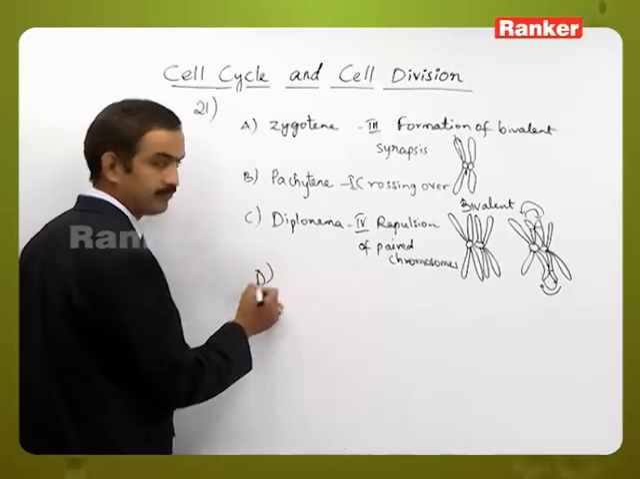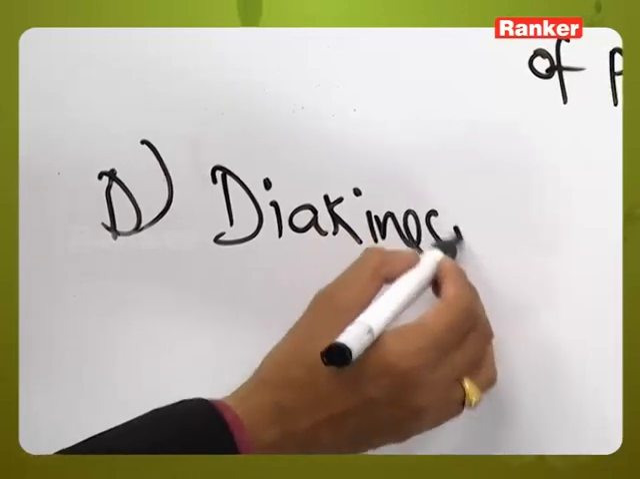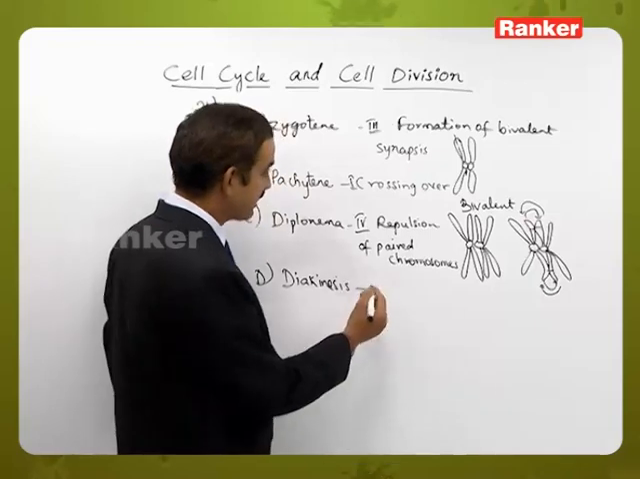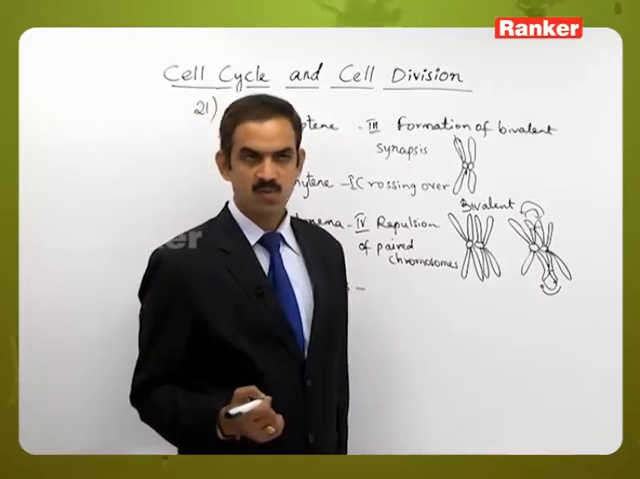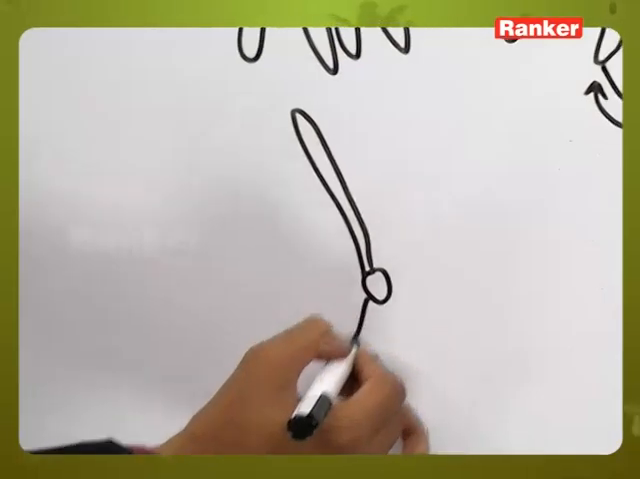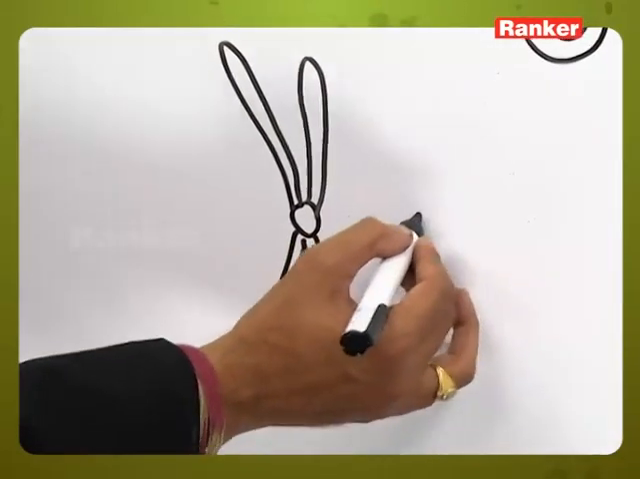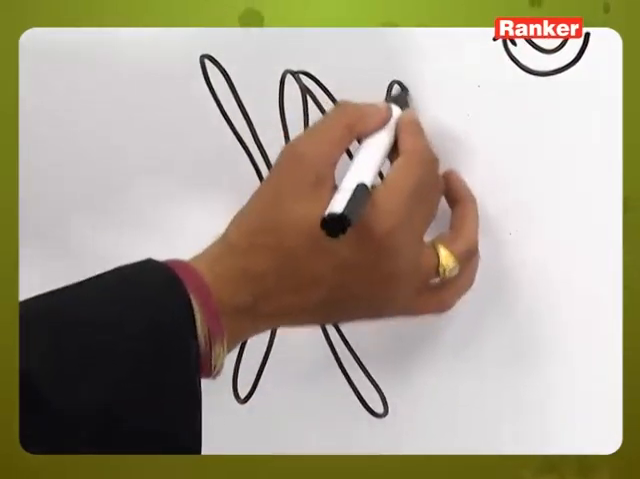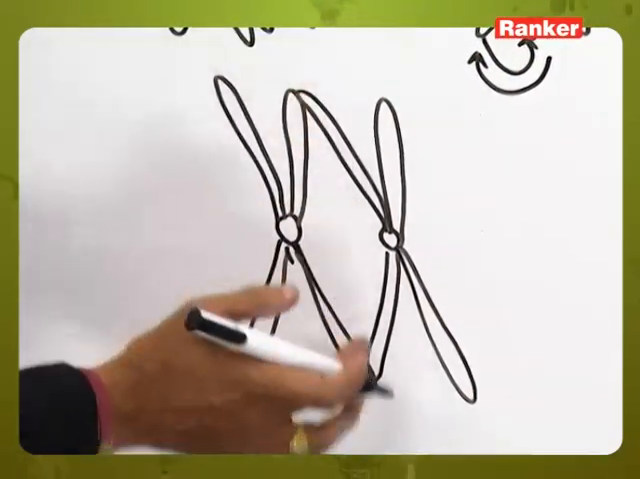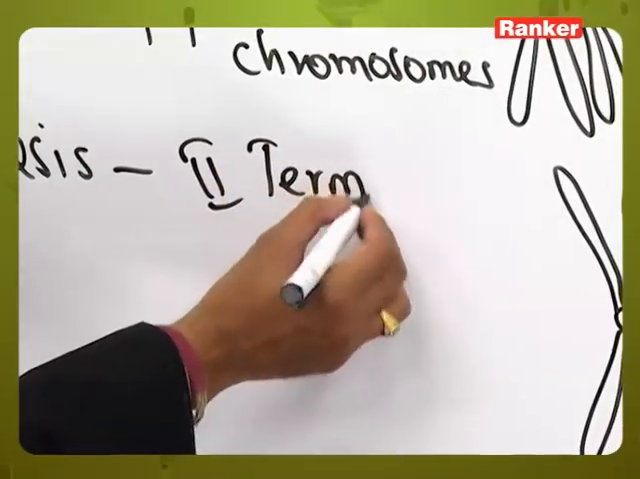And D, diakinesis. During diakinesis, the repulsion will further increase. As the repulsion further increases, the chiasmata present here will gradually move towards the tip like this. Now the attachment will be only at the tip region. So this is called terminalization.